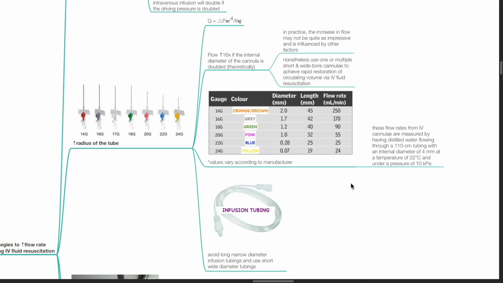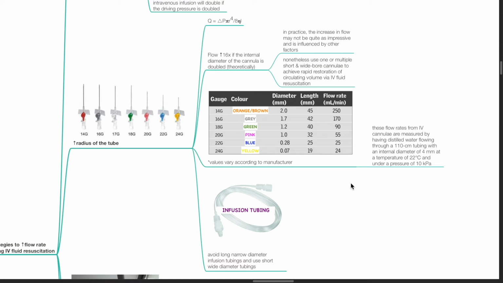For a 20 gauge, color is pink, diameter is 1 mm, length 32 mm, flow rate is 55 mL per minute. For a 22 gauge, color is blue, diameter is 0.28 mm, length is 25 mm, flow rate is 25 mL per minute. For a 24 gauge, the color is yellow, diameter is 0.07 mm, length 19 mm, and the flow rate is 24 mL per minute.